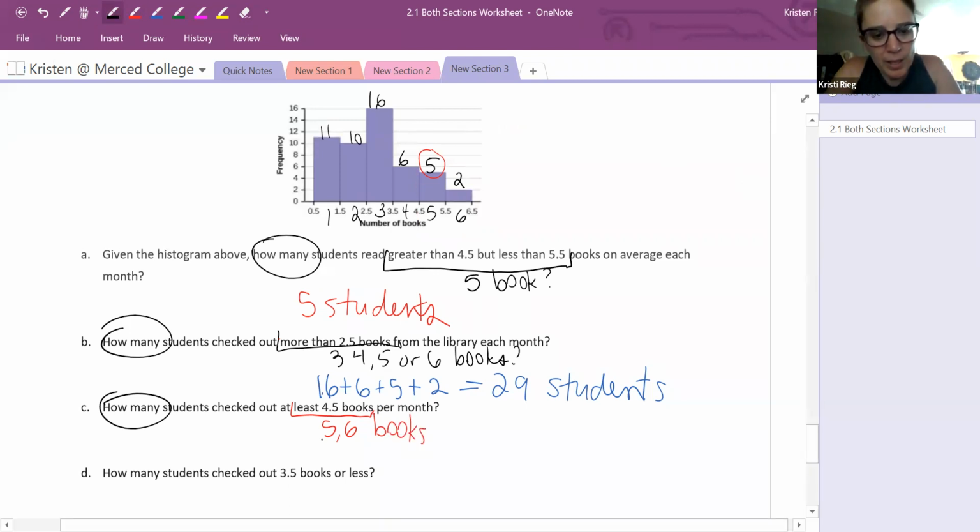5 or 6 books, we said 5 students had 5 books, 2 students had 6 books, so that equals 7 students altogether.